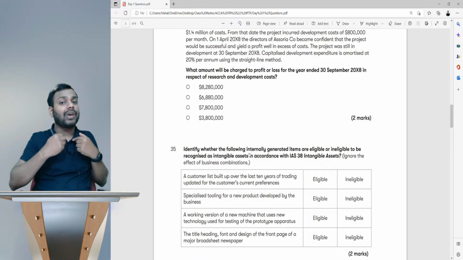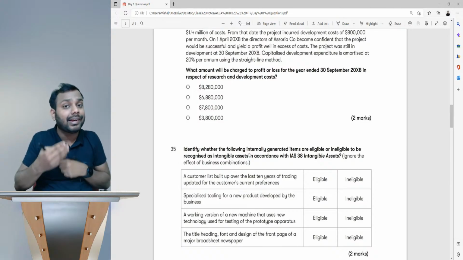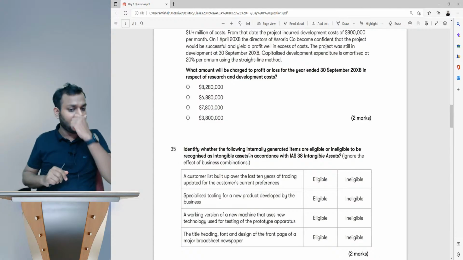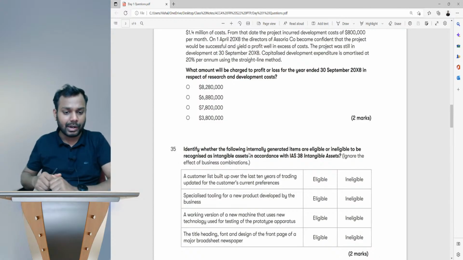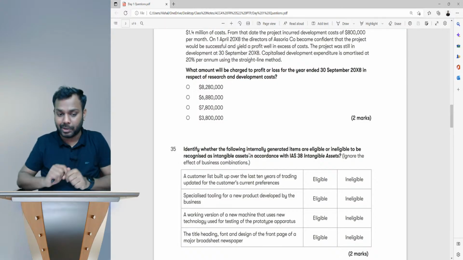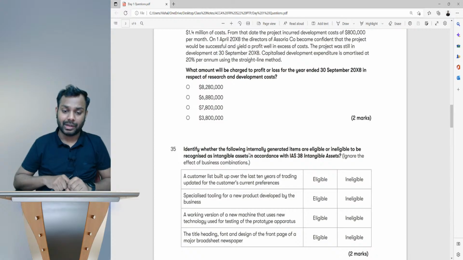Right? But since I have not incurred any cost, it's an internally generated asset, hence I cannot capitalize that. So it is ineligible. Specialized tooling of a new product developed by the business, right? So it has incurred cost also for that, so it is eligible.